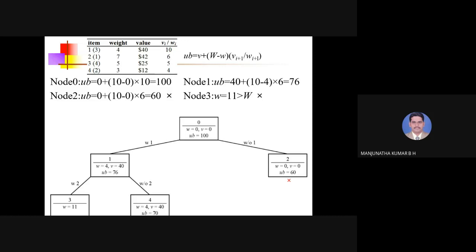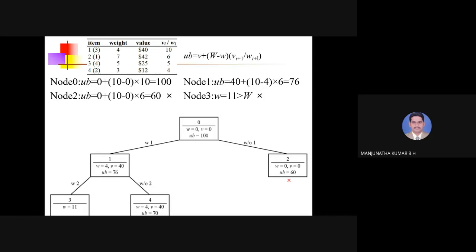So for node 3, you need not calculate the V value or the upper bound value, because in the beginning itself it's violating the problem constraint. The total weight is becoming 11, which is greater than the maximum capacity of the knapsack. So my decision to place the second item is not suitable now. It is not a correct decision. So now let me go with the other choice. The other choice is without the second item.